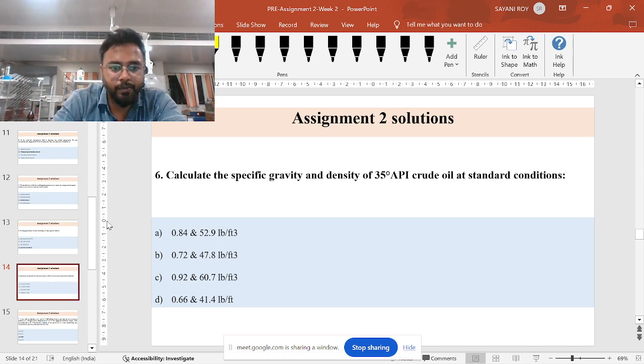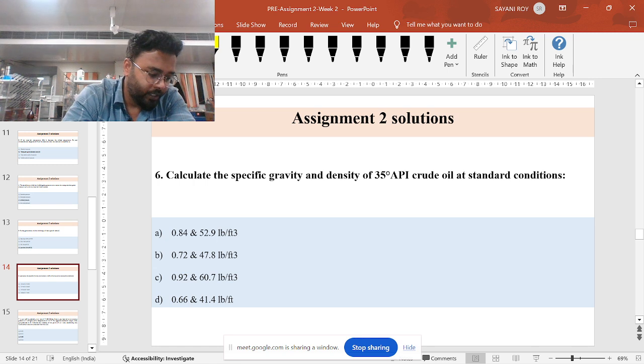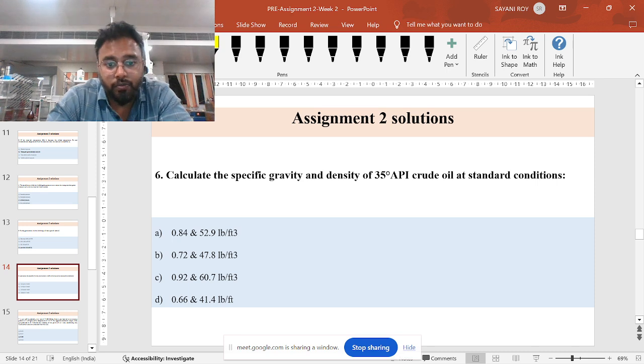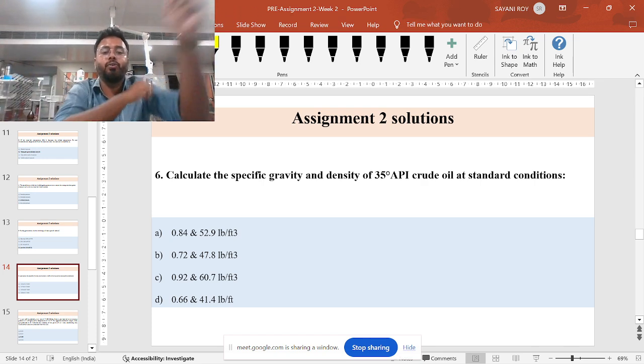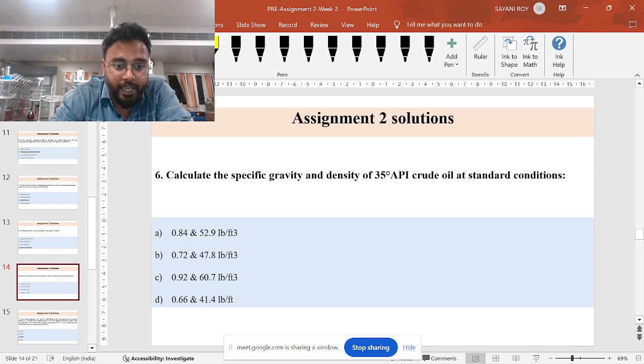So okay, let me solve this numerical. First, we have to calculate the specific gravity and then the density. The API gravity is given. The four options are: option A, 0.84 and 52.9 lb per feet cube.